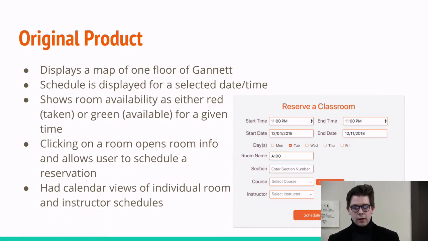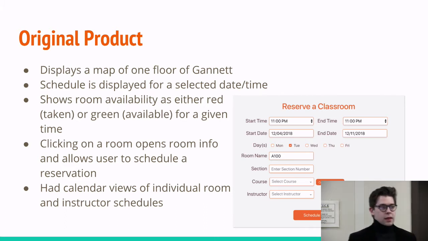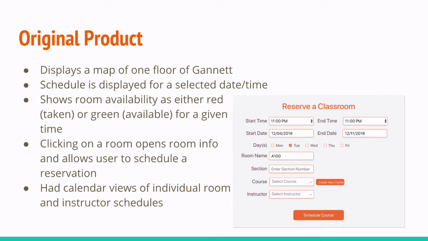It displays a map of Gannett and can show the schedule for a specific date and time. So you pick a date and time, you see a room, it's either green, available, or red, taken. When you click on the room, you can see what features it has. So maybe you want HDMI capacity of 30. It will tell you all of that, and you can make a decision whether or not you want to schedule it there. It has a calendar view, so you can see when a room is taken throughout a week, or when a professor is busy throughout the week. And you can make a reservation just by clicking on the room and saying what time you want, what days you want, when you want to start and end the reservation, and what class you have it for.